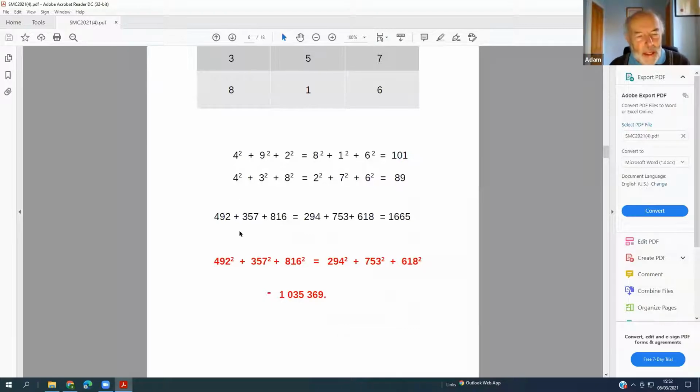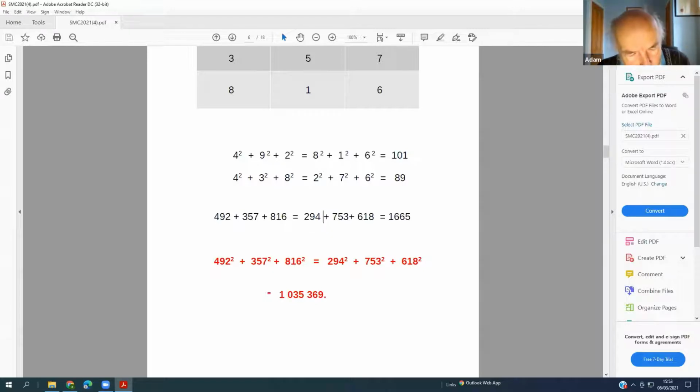So once again, we have the numbers in the normal order, and here we have the numbers reversed. This time we're going to add the squares together. So 492 squared plus 357 squared plus 816 squared versus this squared plus this squared plus this squared. These two things turn out to be the same: 1,035,300. What right have you to expect that?